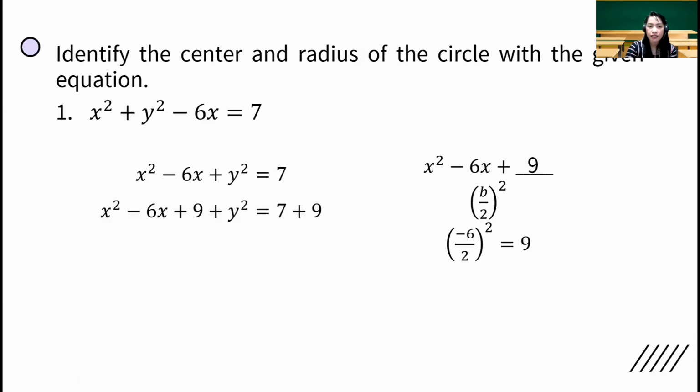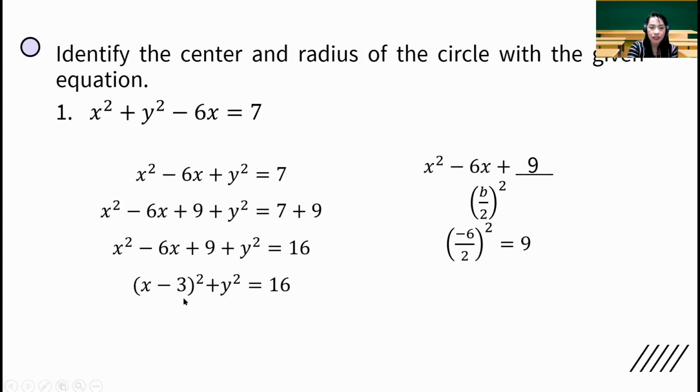Next, we will be adding 9 as the constant to complete the square in terms of x plus y squared equals 7. Since nag-add ka ng 9 sa left side, mag-add ka din ng positive 9 sa right side. So, to simplify, we have x squared minus 6x plus 9 plus y squared equals 16. You can now have the square of these terms. We have x minus 3, or the quantity x minus 3 squared, plus y squared equals 16.